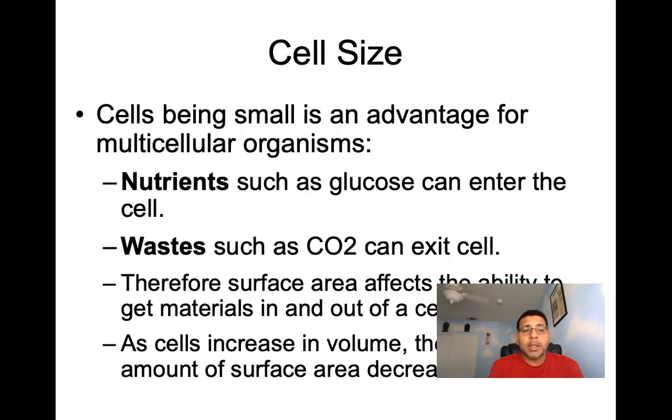When we talk cell size, cells being small is an advantage for multicellular organisms. Why, we'll see. Nutrients, such as glucose, can enter the cell, and waste, such as CO2, is able to exit out of the cell. Therefore, surface area affects the ability to get materials in and out of the cell. As cells increase in volume, the proportionate amount of surface area decreases, which is not good for the cells.